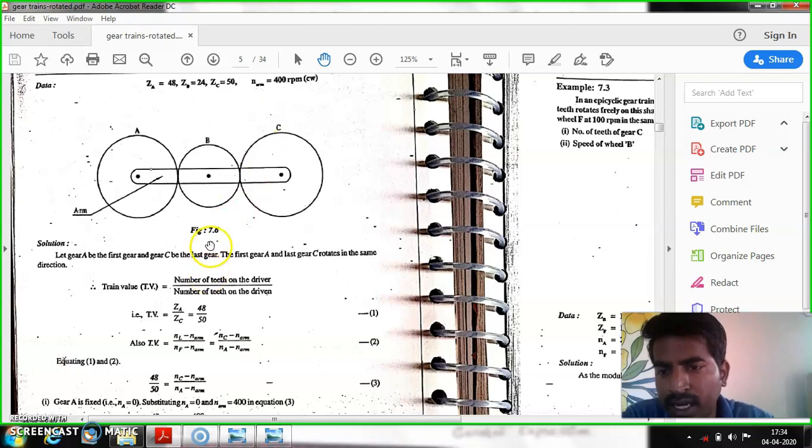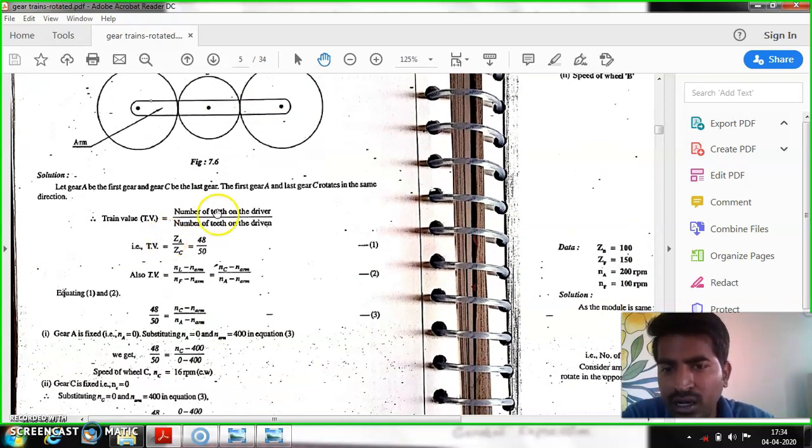So now let A be the first gear and C the last gear. Now the first gear A and the last gear C rotate in the same direction, isn't it? If this rotates clockwise, this is anti-clockwise, again this is clockwise. So both first and last gear rotate in the same direction. Now train value is defined as number of teeth on the driver by number of teeth on the driven. Driver has 48 teeth, driven gear has 50 teeth. Hence ZA by ZC is nothing but 48 by 50.